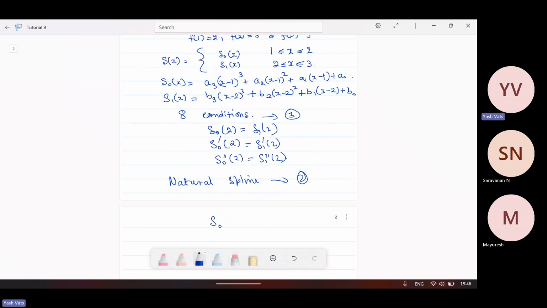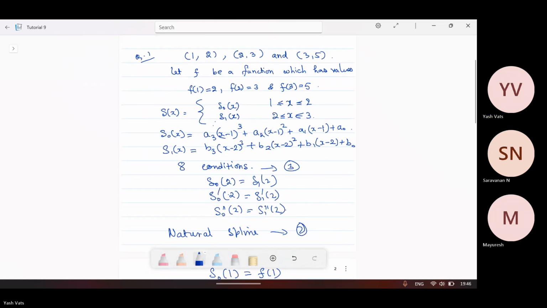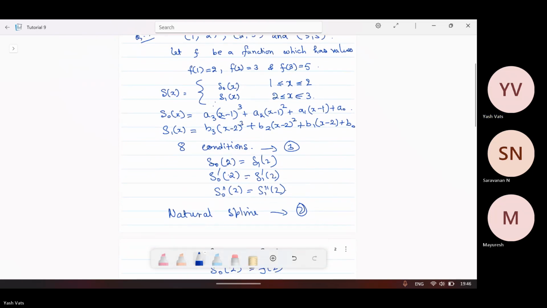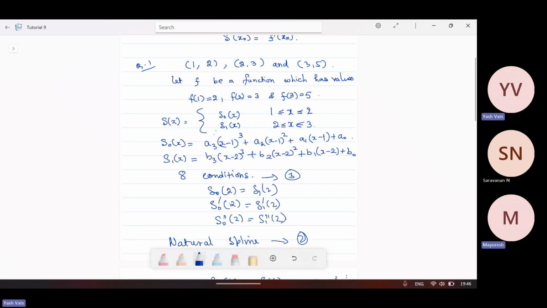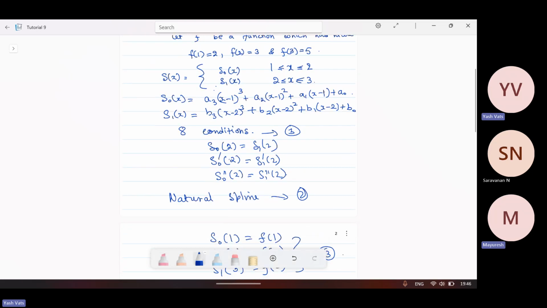So S0(1) is the same as F1. S0(2) is the same as F2. And S1(3) is the same as F3. Clear? So these 3. So you have a total of 8 conditions and you can find out all the coefficients.